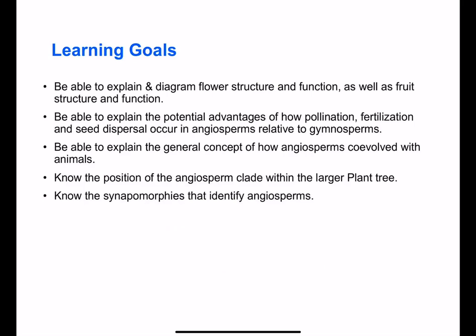Be able to explain the potential advantages of how pollination, fertilization, and seed dispersal occur in angiosperms relative to gymnosperms. Be able to explain the general concept of how angiosperms co-evolved with animals, mostly insects. Know the position of the angiosperm clade within the larger plant tree. And by tree there, I do mean cladogram. And then know the synapomorphies that identify angiosperms.